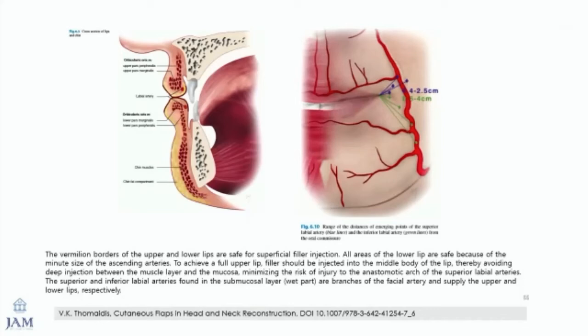The superior and inferior labial arteries are found in the submucosal layer. That means between the muscle layer and the mucosal part. So if you inject superficially, the vermilion border of the superior and inferior lips is relatively safe. But please take attention that close to the mucosal area is dangerous.